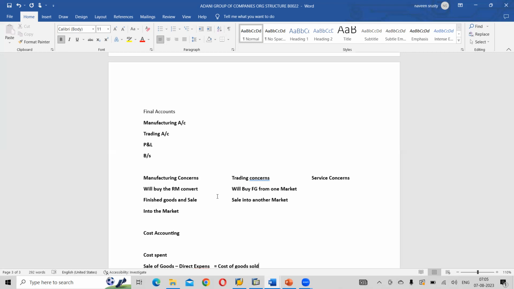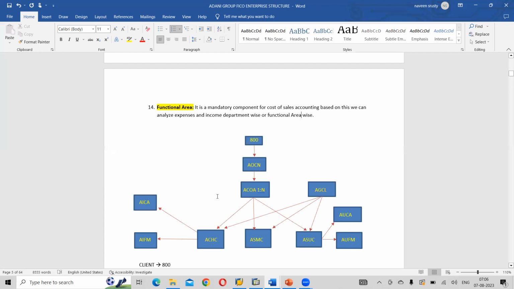So when it is possible, when I club all the department expenses, right? The functional area plays a vital role in checking all the department expenses. If I don't have a functional area, then I can't analyze how much amount I'm spending and how much amount I'm getting as revenue, right? So a functional area plays a vital role here.